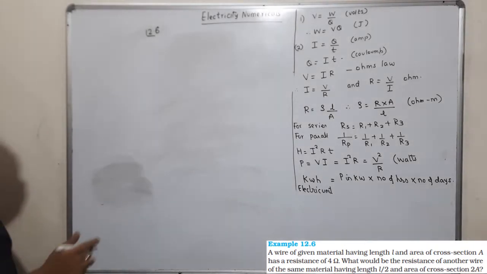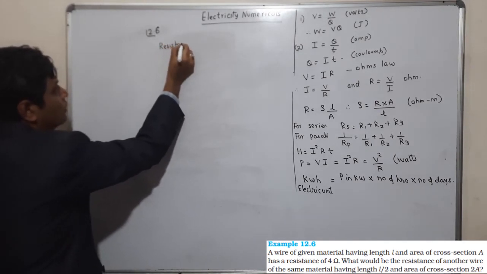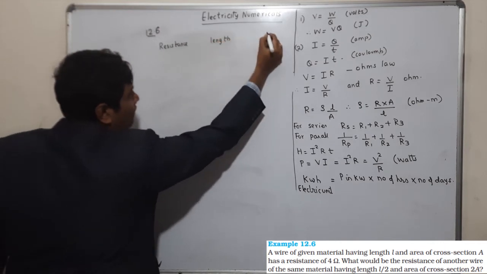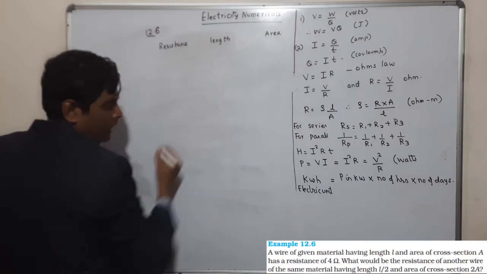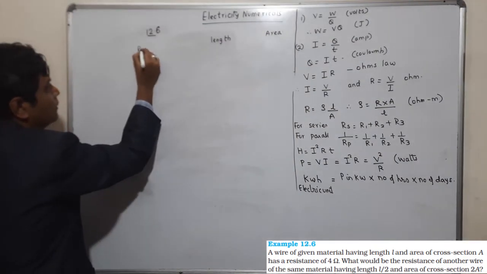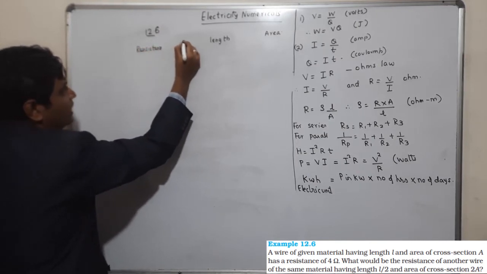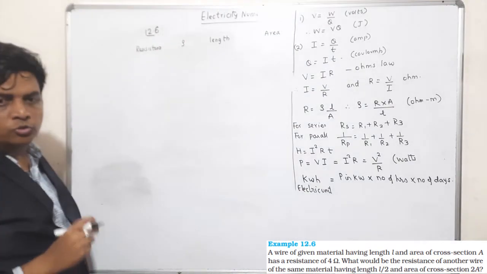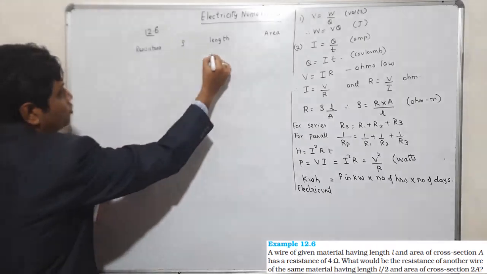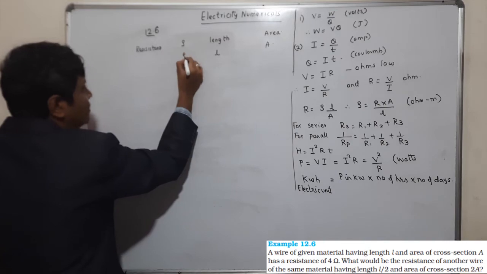4 ohms. So you have resistance, you have length and you have area. And I'll write the specific resistance also, rho. So first, what is given? A wire of a given material having length L. So length is L, the area is A and the specific resistance is rho.